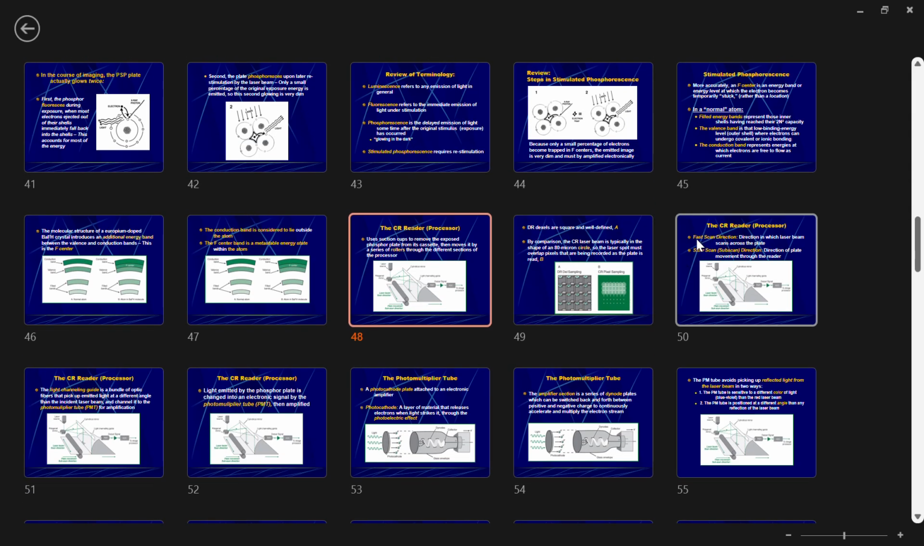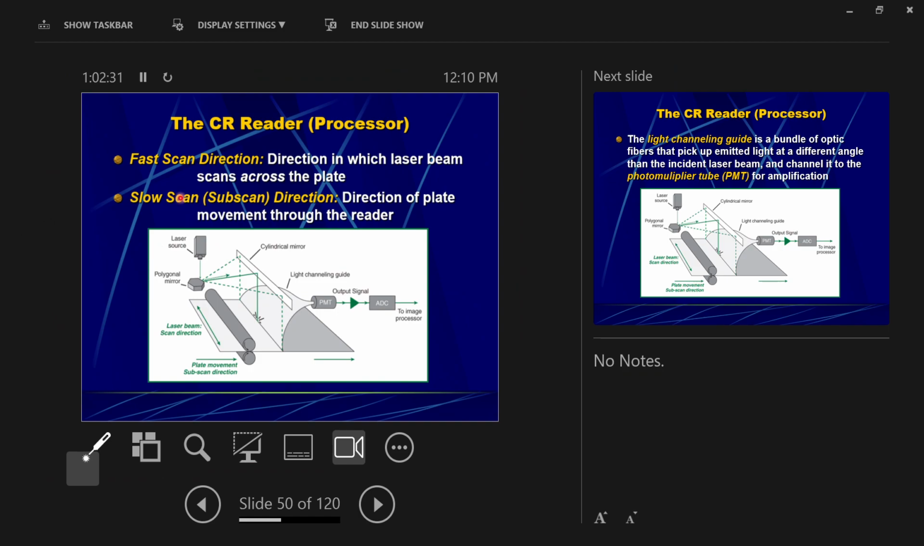A couple of complications are useful and important, and you should know the terms. There's two terms, fast scan and slow scan. When I was a student, no one took the time to help me learn these, so I just thought fast scan was the fast version and slow scan was the slow version. Nothing to do with that, okay? These are the directions in which the laser is scanning or the direction in which the plate is moving.